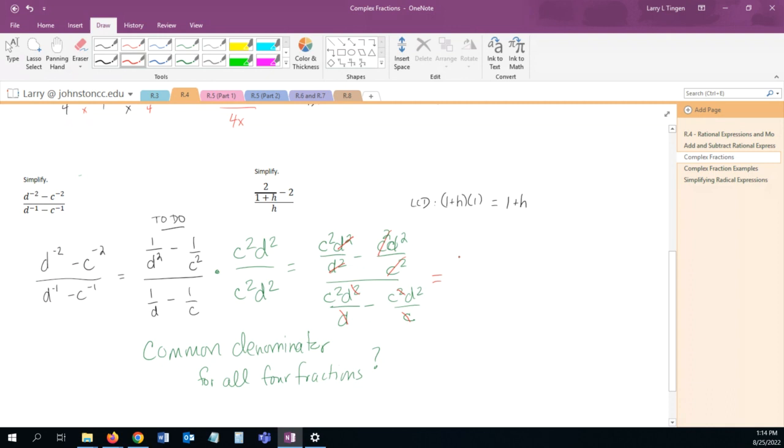So what's left? Numerator, I have c squared minus d squared over c squared d minus c d squared. All right. What's next? Ideas?